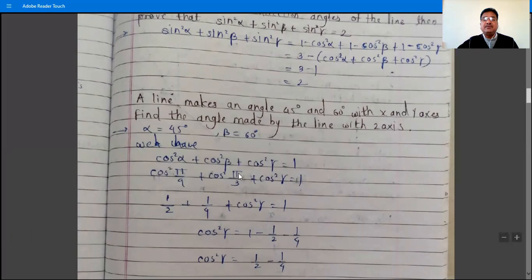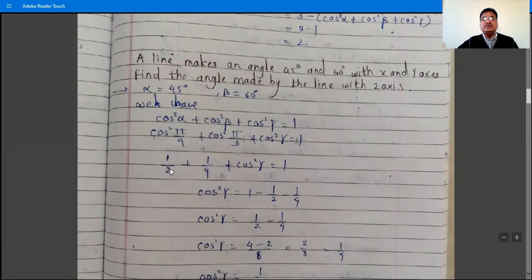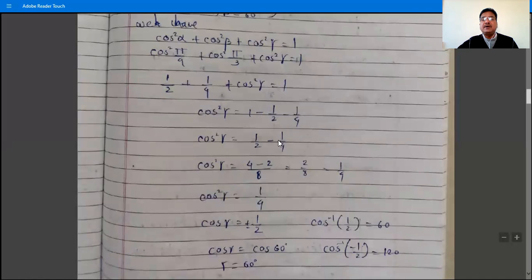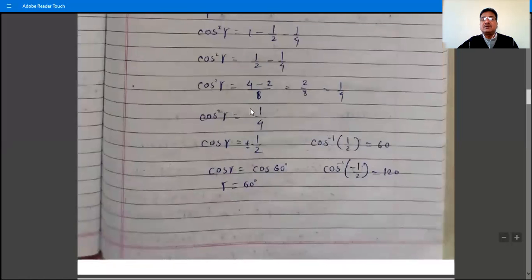So cos square pi by 4 plus cos square pi by 3, beta is pi by 3, 60 degrees, plus cos square gamma is equal to 1. And then cos square 45 is 1 by 2, cos square 60 is 1 by 4. First find cos pi by 4. So cos pi by 4 is 1 by root 2, and its square is 1 by 2. Cos 60 is 1 by 2, its square is 1 by 4. Cos square gamma is equal to 1 minus 1 half minus 1 by 4. And then 1 minus 1 half is 1 half, minus 1 by 4. And then take 8 as LCM, 4 minus 2, and then 2 by 8, that is 1 by 4. So cos square gamma is 1 by 4.